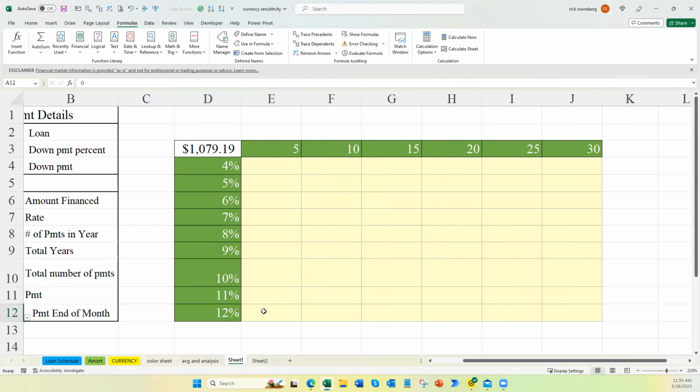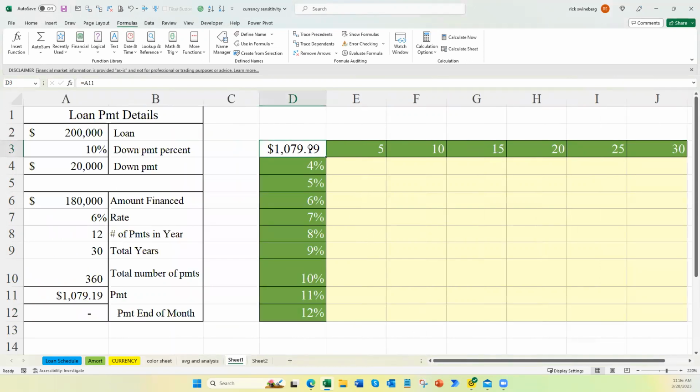Okay, so I got the table more or less set up. I didn't want to waste time putting in the percentages, and you can do that any way you like. You can set up your columns and your rows. In this case, I got percentages going down, changing at 1% all the way to 12%, and then I got from 5 to 30 years. So what you do is, in this cell you say equal to the payment. And in this case, you see the corresponding 1,079.19.